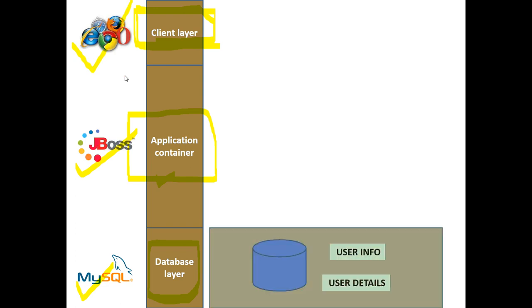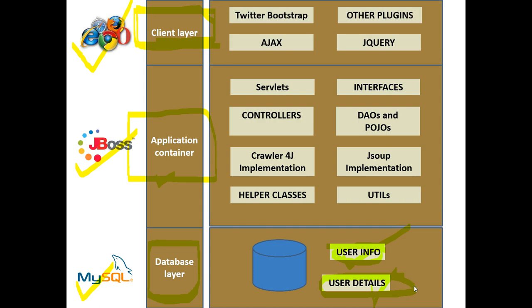Okay, so in the database we are going to just store two pieces of information: the user information and the user details information. User information will just have username and password table columns. User details will have the first name, last name, gender, date of birth, all those things. Okay, and in the application container we'll be having the core business logic.